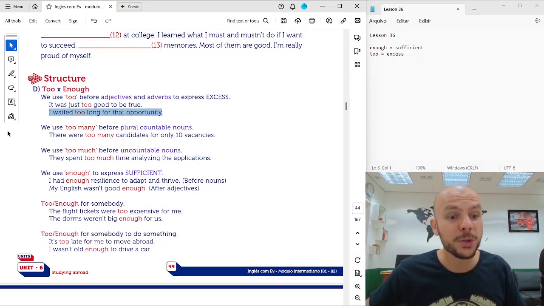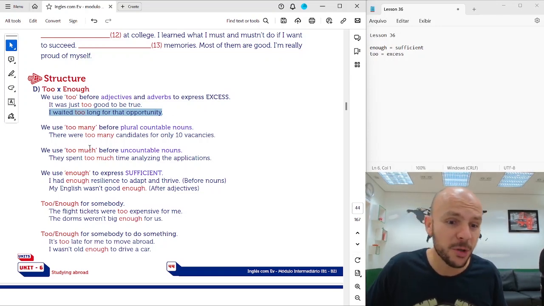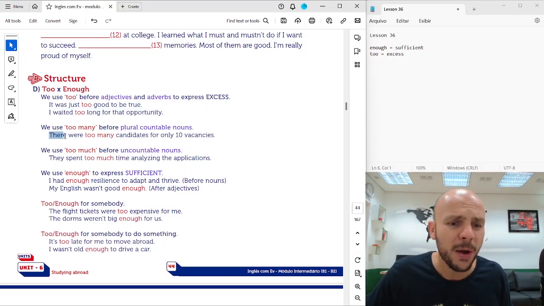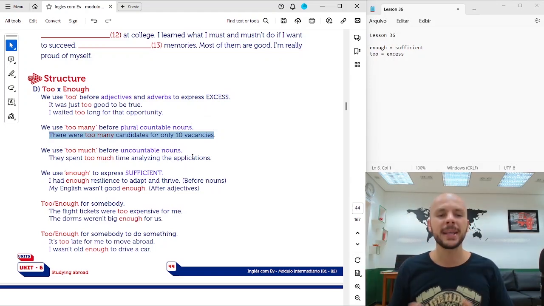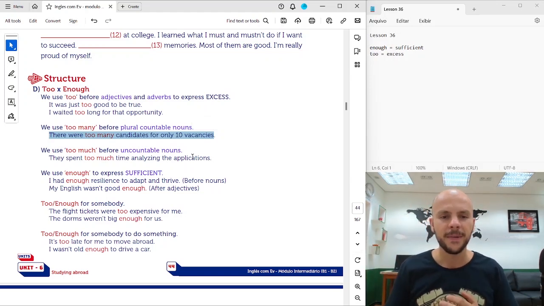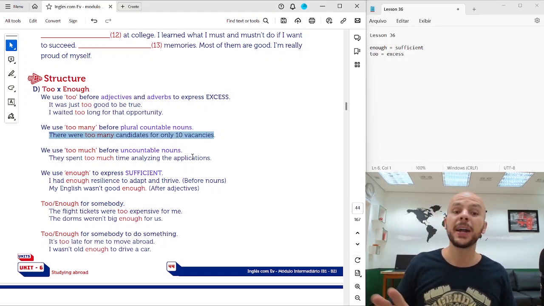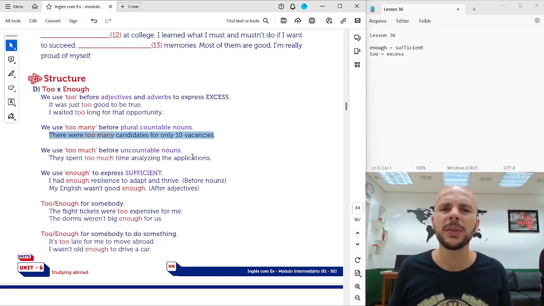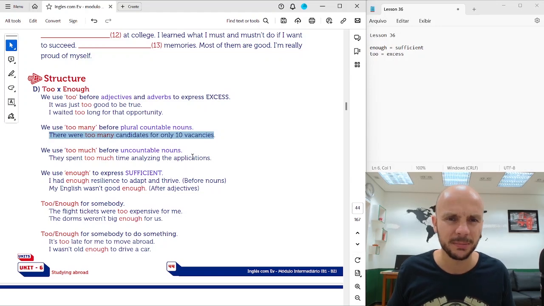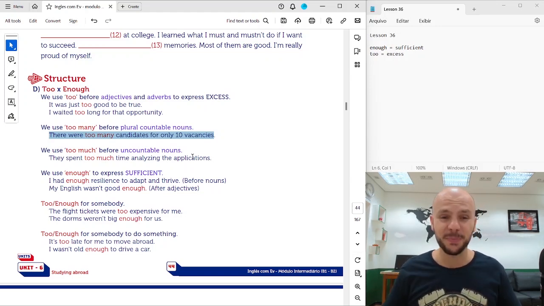Like here, we can use "too many" for countable things and "too much" for uncountable things. There were too many candidates for only 10 vacancies. Too many candidates, okay? More than 10 for the 10 vacancies. So too many. Excess, okay? Or for example, there are too many people living in China, okay? They have 1.3 billion, 1.6 billion, something around it. It's a lot of people. You can say too many people, okay? More than necessary, people in excess.